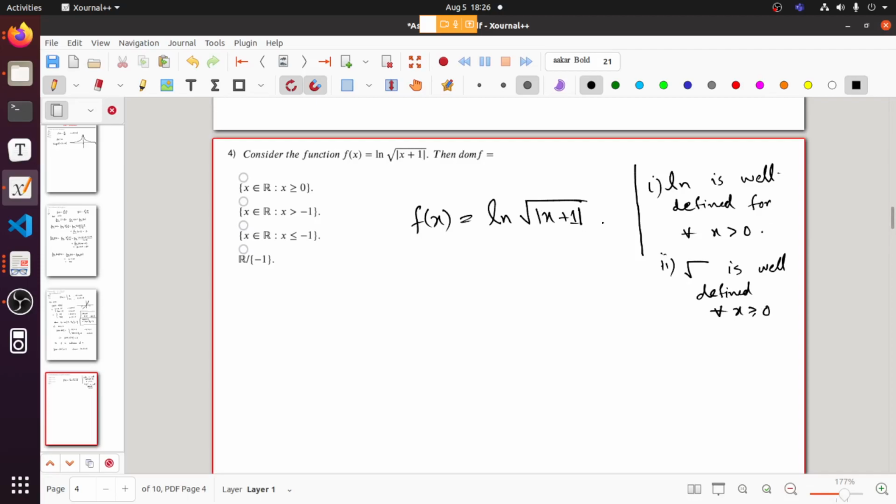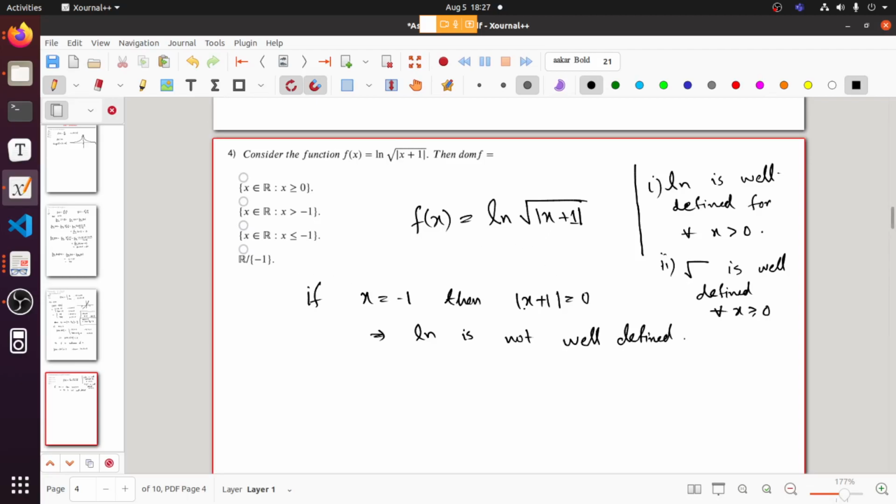But if this mod x plus 1 is 0, then the log will not be well defined, right? So this should not be 0. So x cannot be minus 1, right? Because if x equals minus 1, then the mod of x plus 1 will be 0, which implies ln is not well defined. So it cannot take the value minus 1.